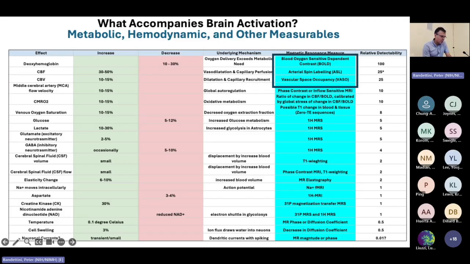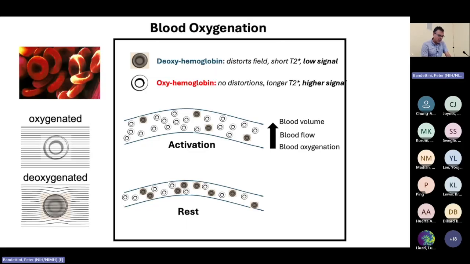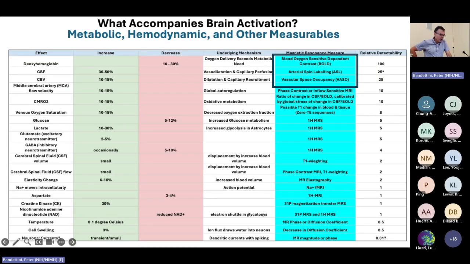So this is actually all that accompanies brain activation that one can measure with MR. I'm just going to take a little bit of time and go through this chart. To begin with, it's ranked according to how sensitive you are to the physiologic measure using MRI, at least. So I'll get into deoxyhemoglobin.